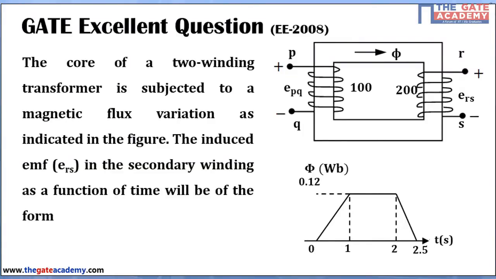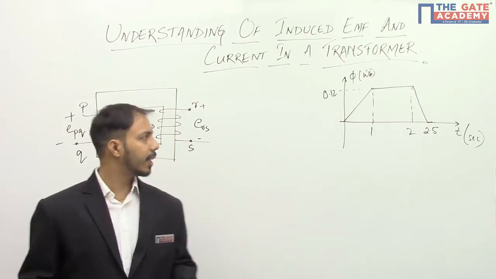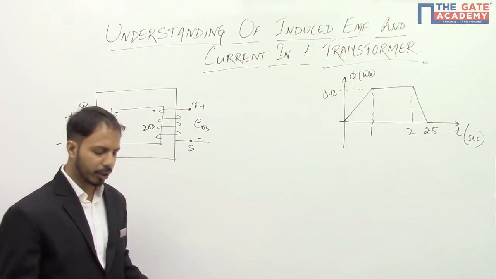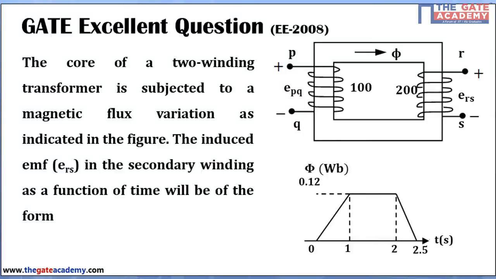So the question says the core of a two-winding transformer is subjected to a magnetic flux variation as indicated in the figure. Okay, so I'll draw the figure for you. These are the diagrams which are given in the question. They're asking that the induced EMF ERS in the secondary winding as a function of time will be of the form.